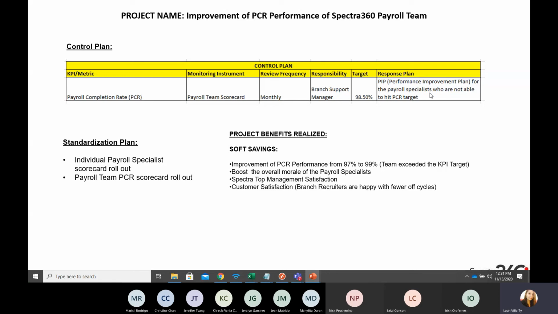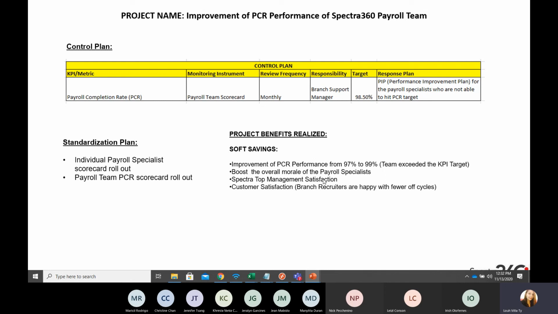I know I haven't discussed this further, but my response plan is PIP, or Performance Improvement Plan, for those payroll specialists who fall below the target. So this is another discussion to make, but that's my response plan. Standardization plan. I'm going to roll out the individual payroll specialist scorecard, which we have already done, and also the payroll team PCR scorecard, which we already have during our town halls.